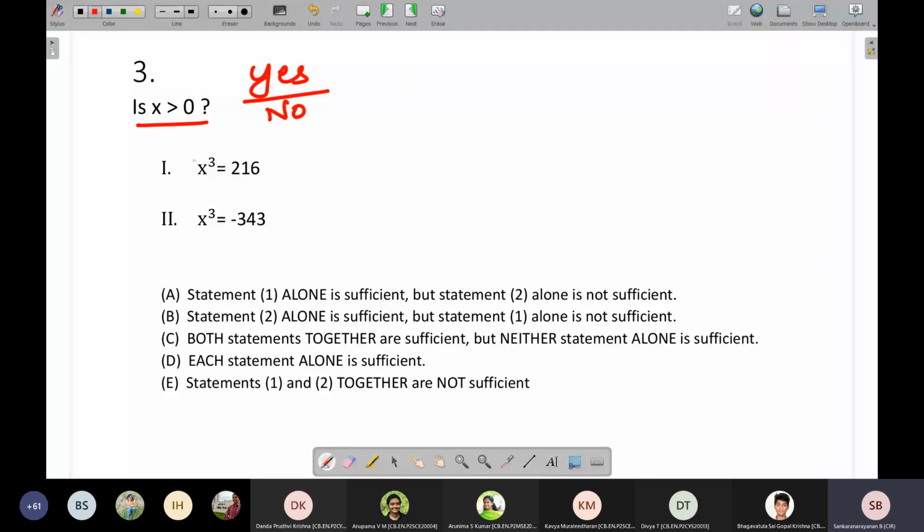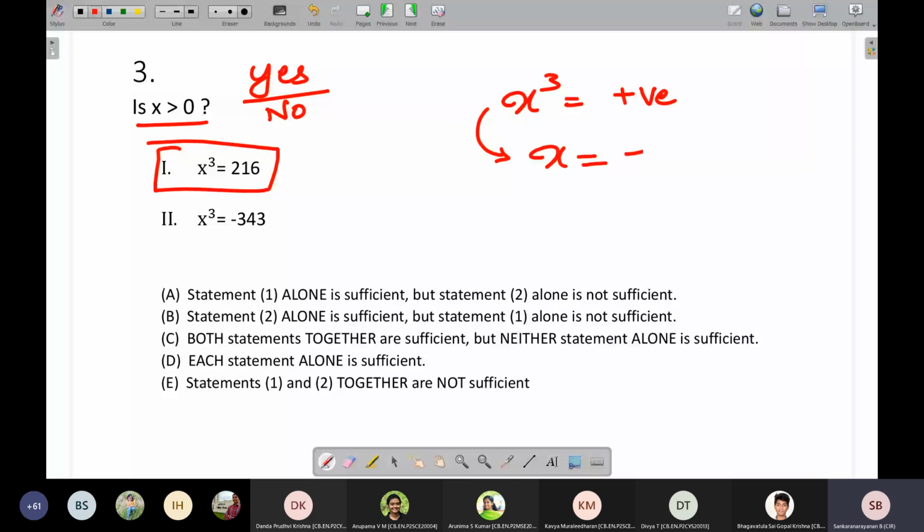Statement 1 alone gives me what? x cube is equal to a positive number. If x cube is positive, can you tell me what is the nature of x? Unmute and tell me. If x cube is positive, x has to be positive. So x is positive. Is it possible for you to answer the question, is x greater than 0, with statement 1 alone? Yes, sir. So kindly note that you can answer the question with statement 1 alone.